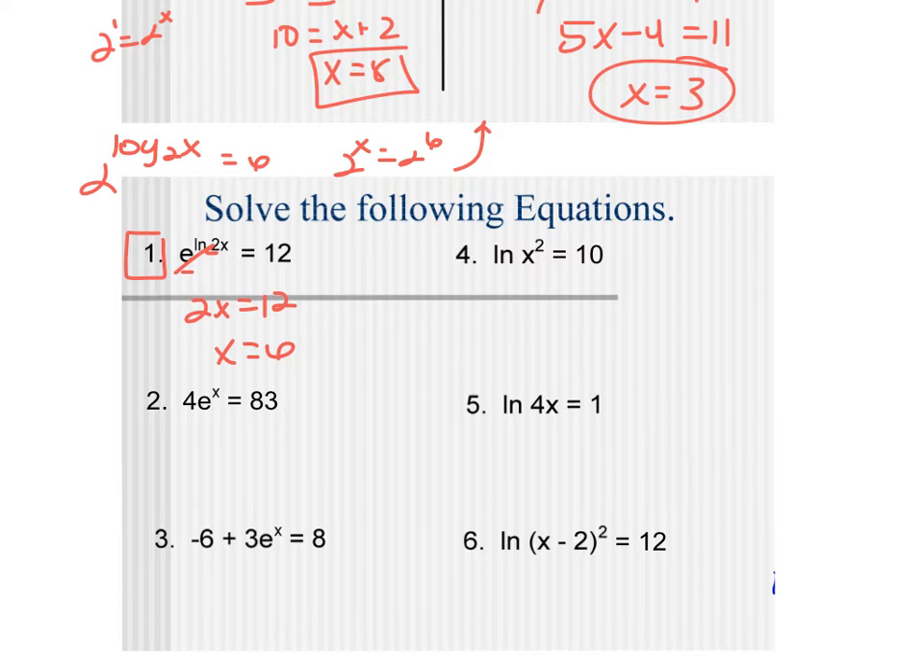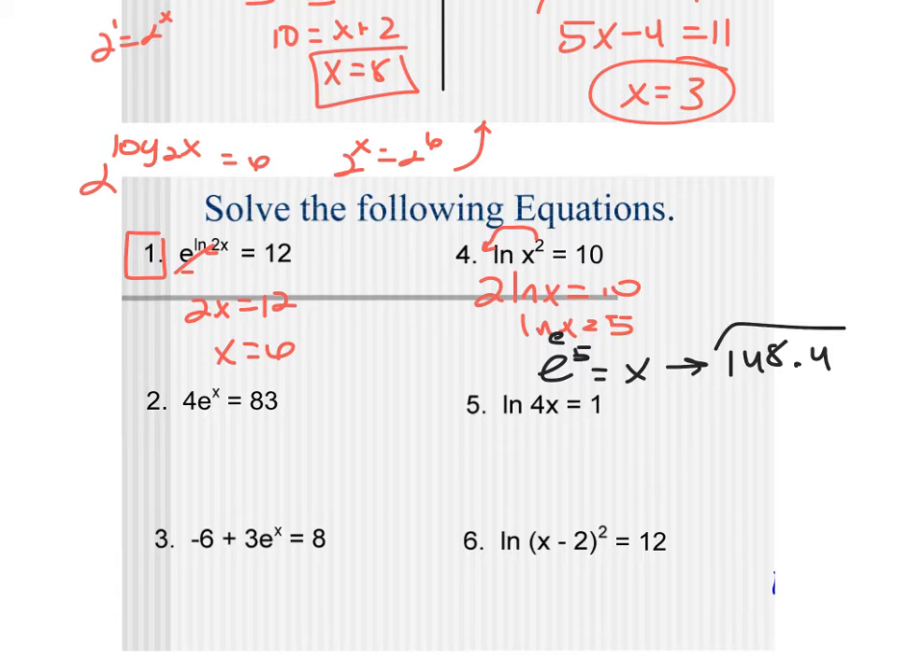This one you could do in two different ways. You could either move the 2 down first. That's one of those nice properties of logs as well. And just say 2 ln of x equals 10. So ln of x equals 5. And then put it into exponential form. So that would end up being e to the 5th, because our base, again, is e, equals x, which is about 148.4 if you put it in your calc. If you forget where the e button is, it's directly above the ln button, but you have to hit second and then ln first.